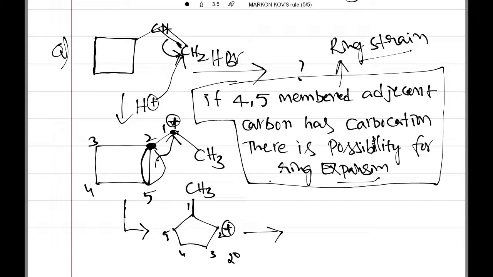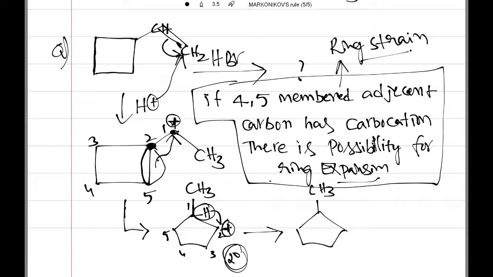Okay, right, come to here. Again we are getting a 5-membered ring, and the 5-membered ring on the second carbon has a positive charge. So still it is the secondary carbocation. And even after rearrangement, if H plus rearranging takes place here, what can we get as the product? Just look at here.